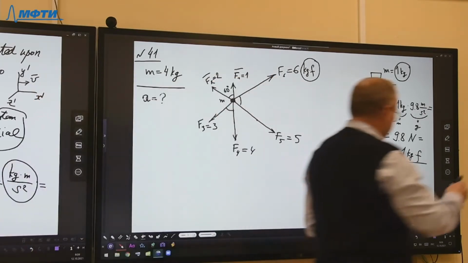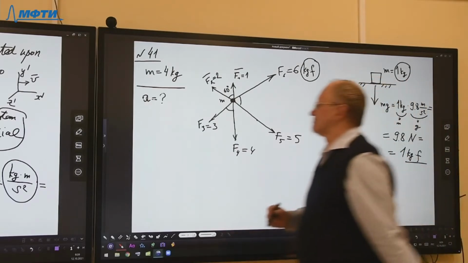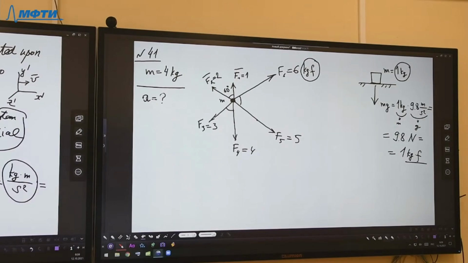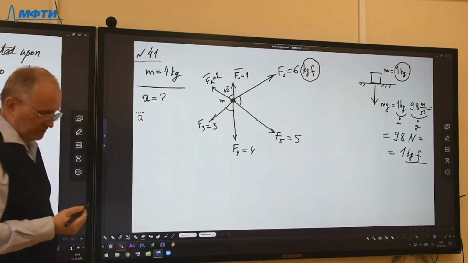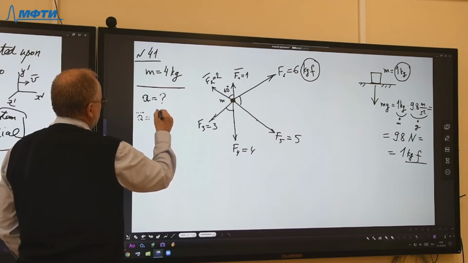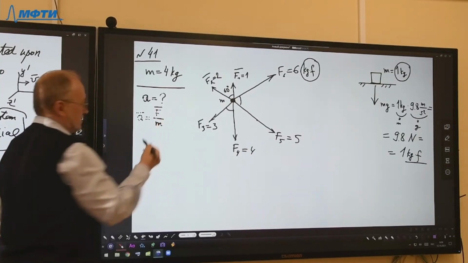Does it work? So, to find acceleration, we must use Newton's second law. Acceleration as a vector is the vector of total force divided by m.